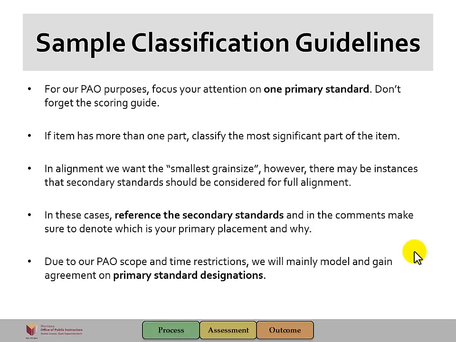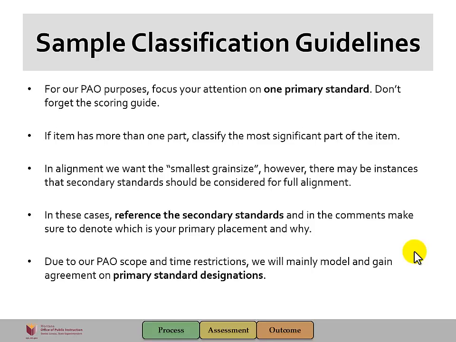For our POW purposes, focus your attention on one primary standard. Don't forget the scoring guide. If the item has more than one part, classify the most significant part of the item. In alignment, we want the smallest grain size. However, there may be instances that secondary standards should be considered for full alignment. In these cases, reference the secondary standards, and in the comments section, make sure to denote which one is your primary placement and why.